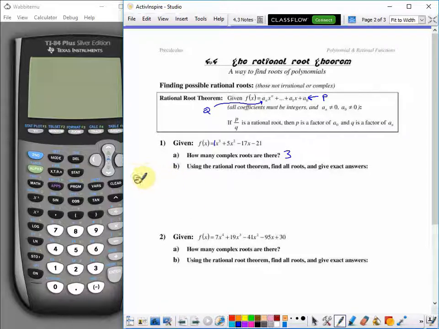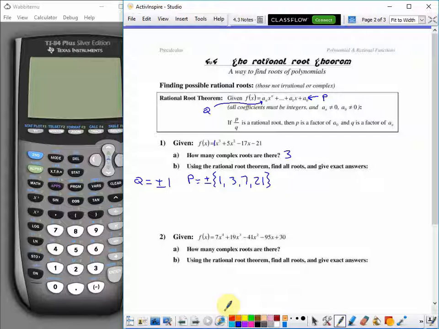So Q is the positive and negative version of all the factors of 1, which means plus or minus 1. P is plus or minus all the factors of 21. 21 is divisible by 1, 3, 7, and 21.